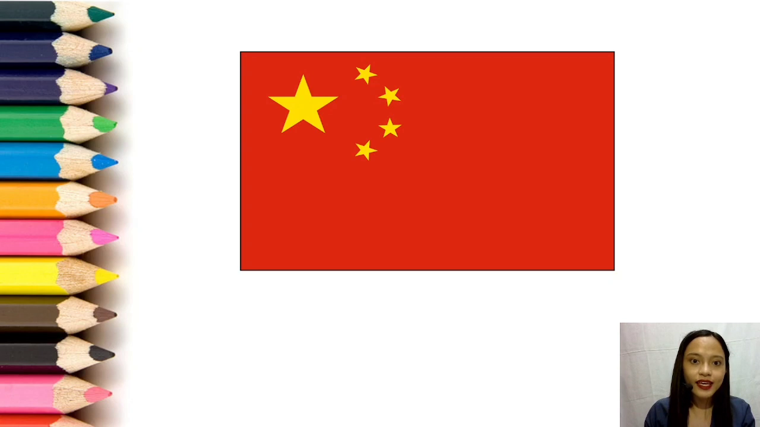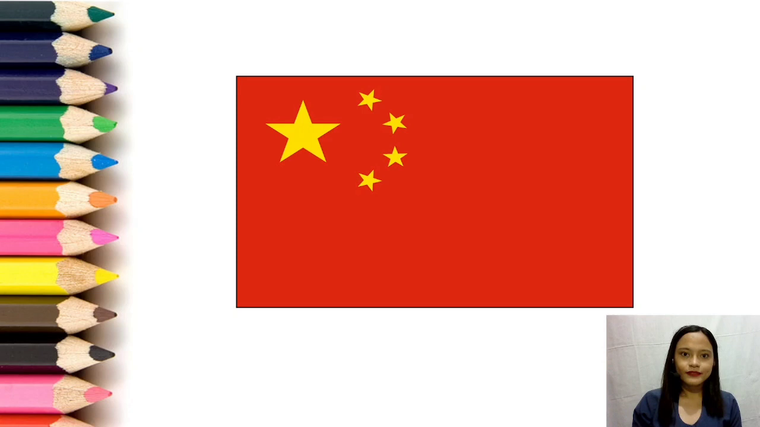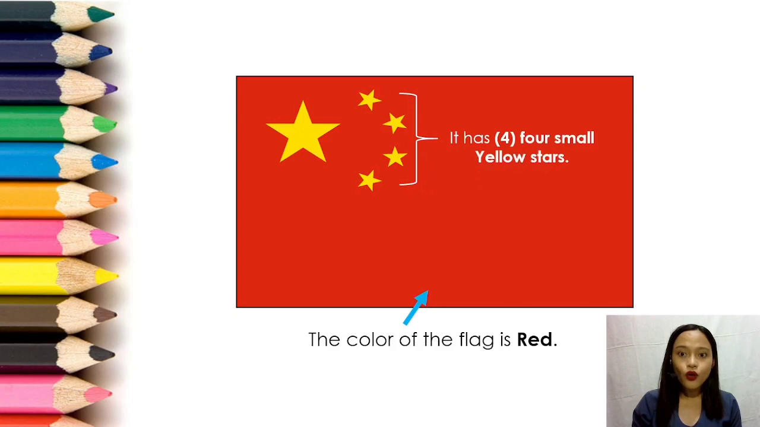Next flag is China. Say China. The capital of China is Beijing. Say Beijing. The color of the flag of China is red. It has 4 small yellow stars and 1 big star on the left.